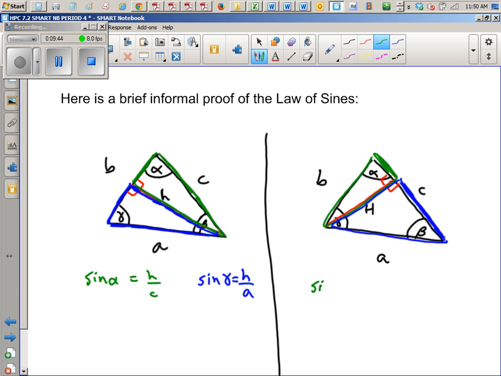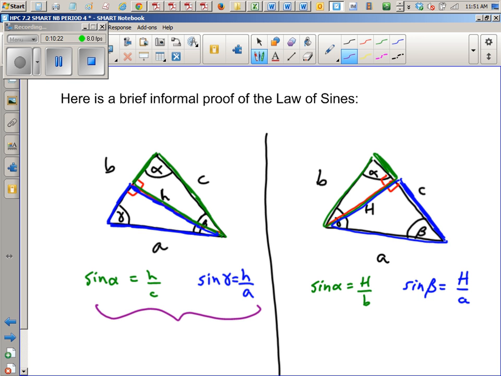So look at the green one. It would be sine of alpha equals H over B. And in the blue triangle, it would be sine of beta equals H over A. Hypotenuse over, I'm sorry, opposite over hypotenuse. Okay, the rest is simple algebra. Going back to my first picture, if both of these contain H, then we should be able to link them together.